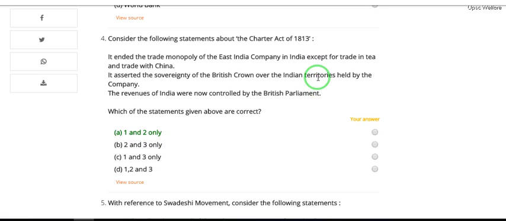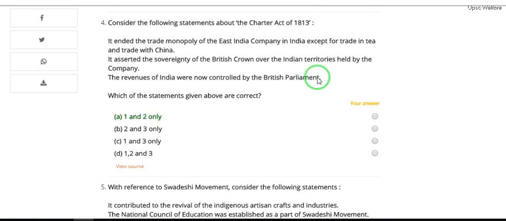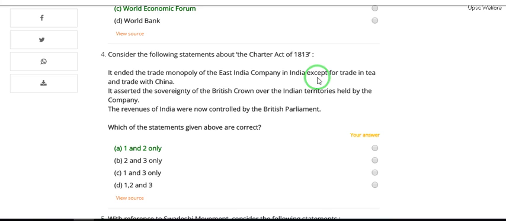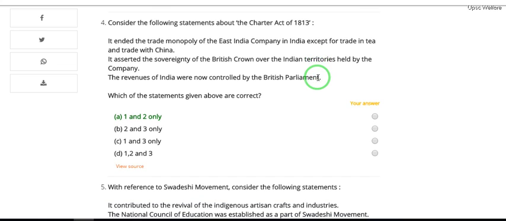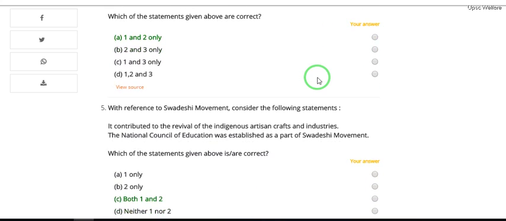Fourth question: consider the following statements. The Charter Act of 1833. Of course, 1 and 2 are going to be correct. Why? Because it ended the trade monopoly of the East India Company in India, except for trade in tea and trade with China. So that is correct. The second one, it also asserted the sovereignty of the British Crown over the Indian territory held by the company. So that is correct. Third option, revenues of India were now controlled by the British Parliament. This is going to be wrong. So 1 and 2 is the correct answer here.